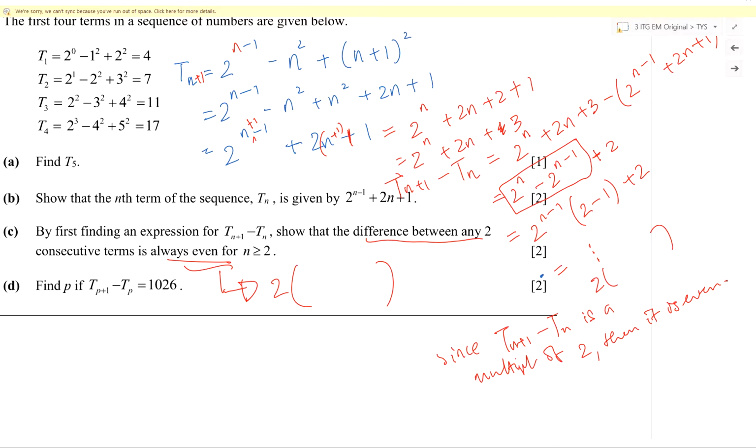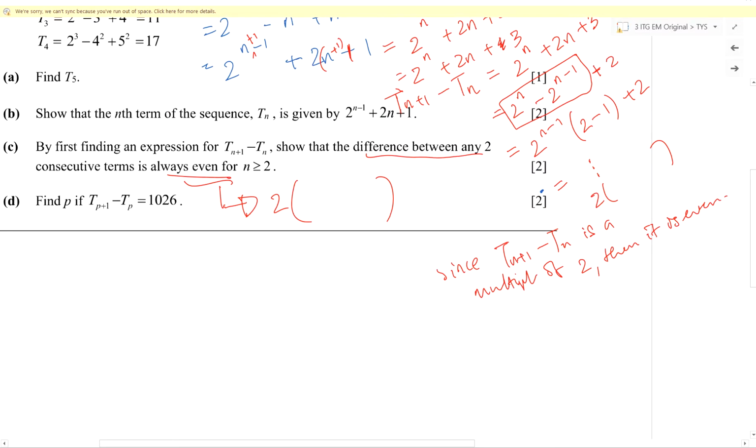Now part D, find P. If TP plus 1 minus TP is 1026, our answer over here is P equals to 11. Use the expression you have in part C. Do the substitution and find that P equals to 11. There is no need to use logarithms, guys. Do a direct comparison. But if you use logarithms, I give you the mark also.